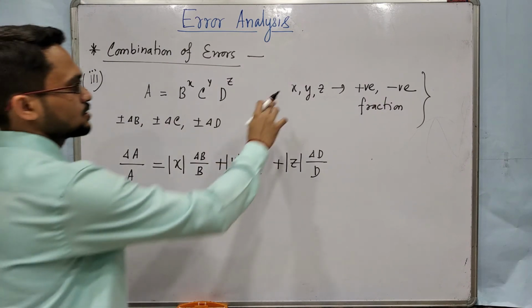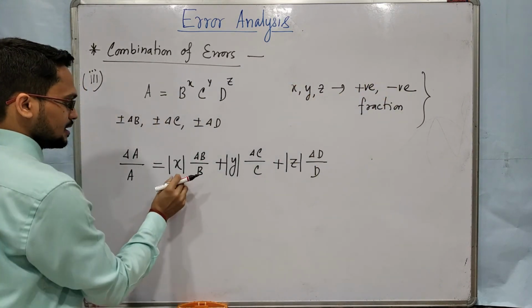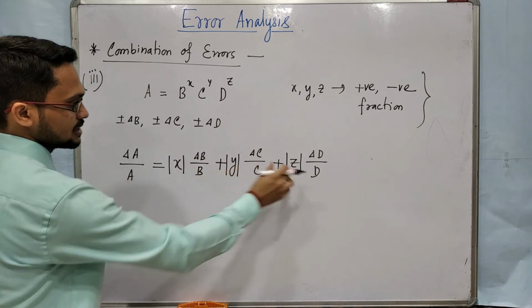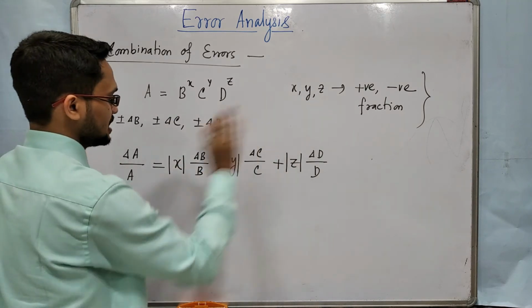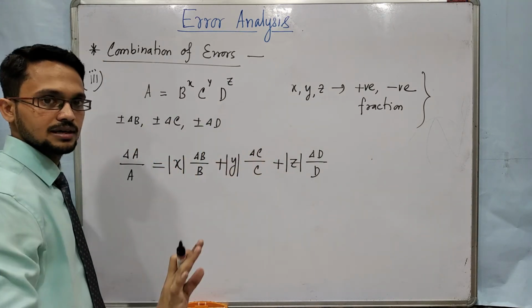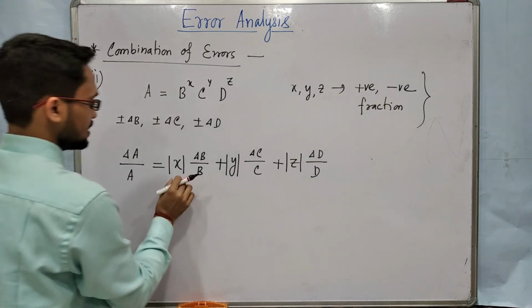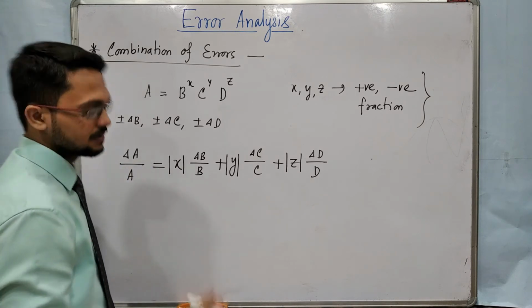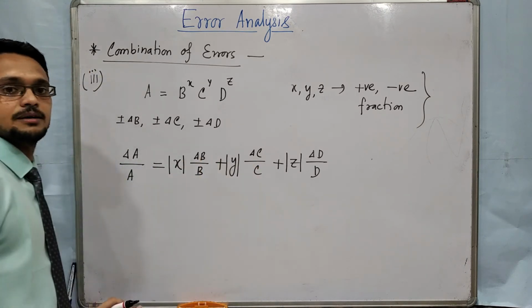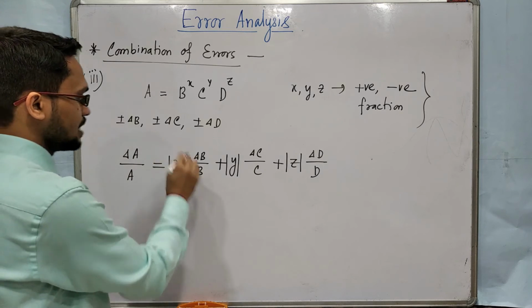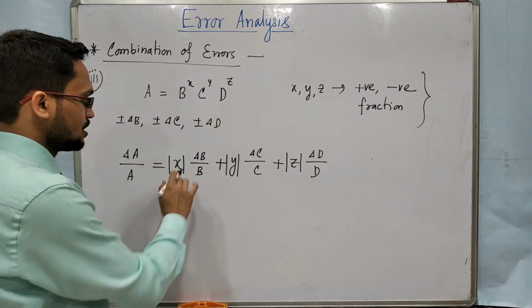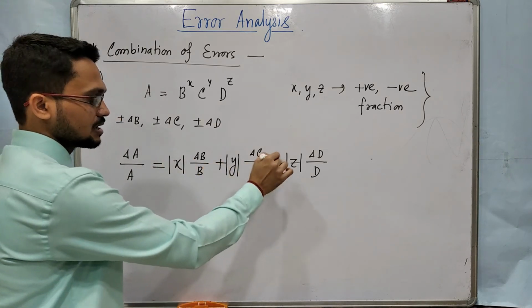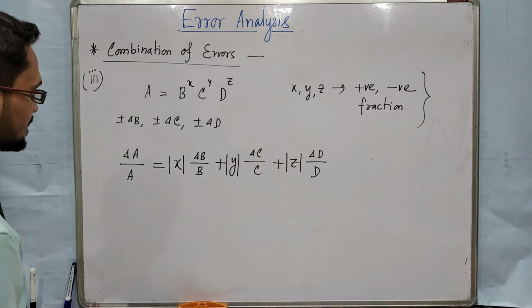So if x, y, z are negative, then when we write this formula, x, y, z will be only positive. If it is positive, it will be positive. If it is negative, here it will still be positive. If it is a fraction, then fraction. But if it is negative, here it will be positive only. No negative value we will use here, only the positive values. All signs are positive. Understand?